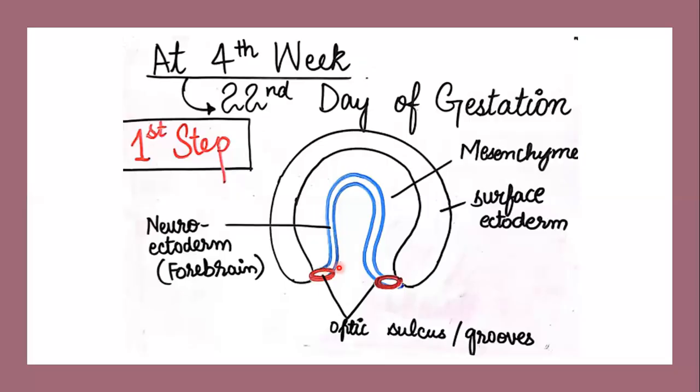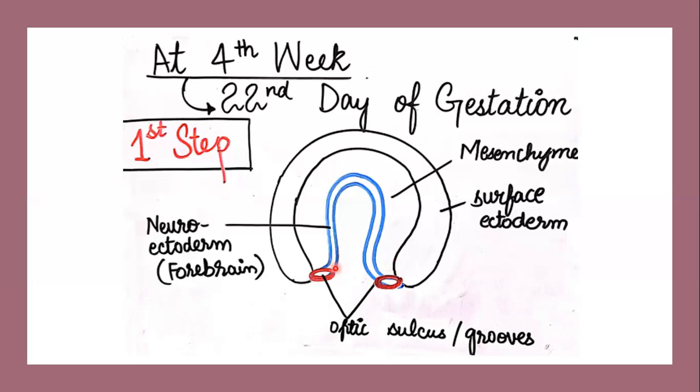And these black lines are the membrane. This is the surface ectoderm, which is on the surface, right? And between the surface ectoderm and neuroectoderm, we have the mesenchyme. So this is between the neural and surface ectoderm. Now what happens after the 22nd day of the gestation period, in the fourth week?